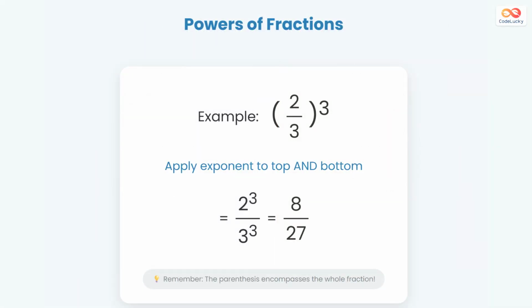You can also have fractions as bases. If you have 2/3 raised to the third power, you simply apply the exponent to both the numerator and the denominator separately. So, you calculate 2 cubed, which is 8, and 3 cubed, which is 27. The final answer is 8 over 27.